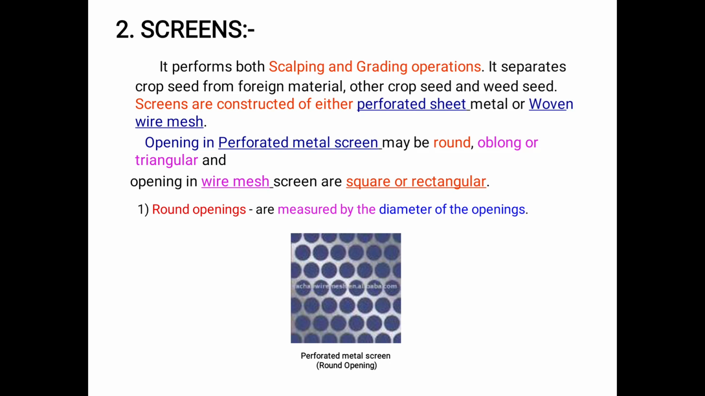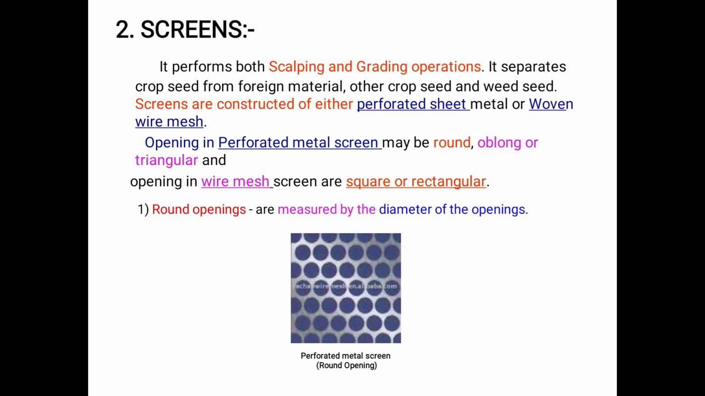The second part is the screens. This is very important. It performs both the scalping and grading operations. It separates crop seeds from foreign material, other crop seeds, and weed seeds. Screens are constructed of either perforated sheet metal or woven wire mesh. Openings in a perforated metal screen may be rounded, oblong, or triangular. Openings in wire screens are square and rectangular.